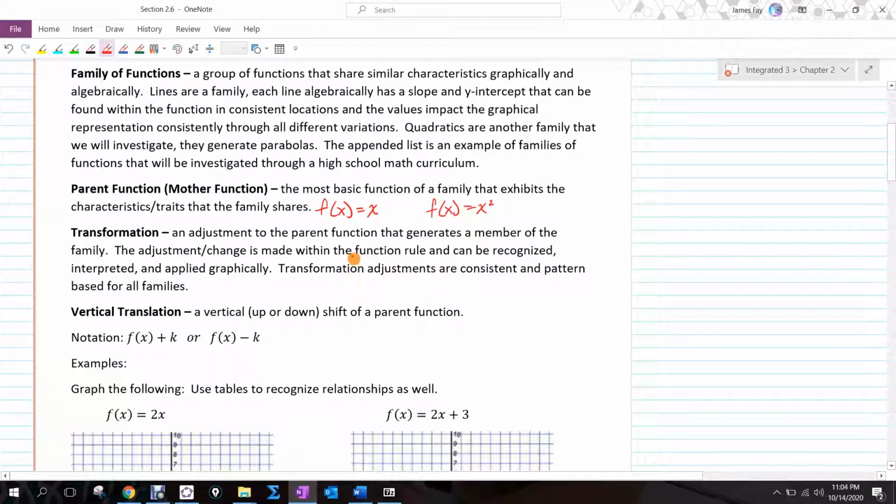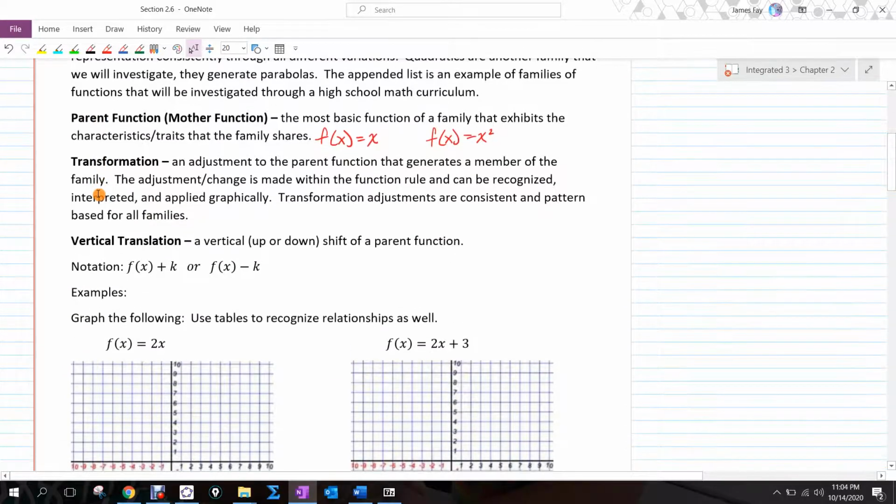We then go through a series of movements and alterations of these parent functions, and these alterations are called transformations. The root word there is transform, which means to change. A transformation is an adjustment to the parent function that generates a member of the family. The adjustment or change is made within the function rule and can be recognized, interpreted, and applied graphically. Transformation adjustments are consistent and pattern-based for all families.